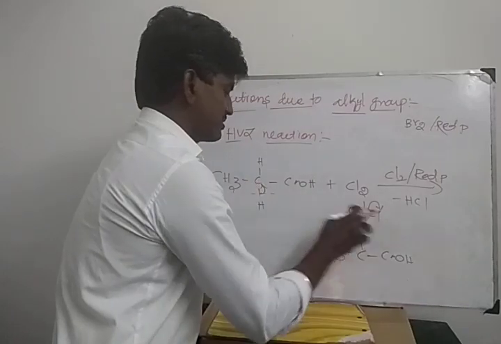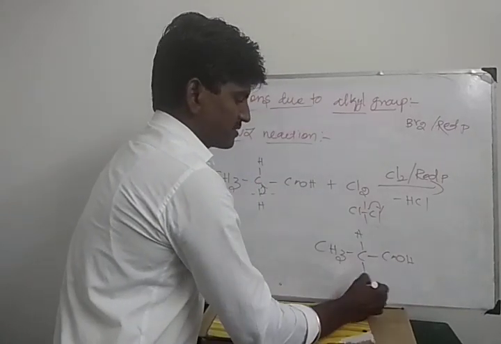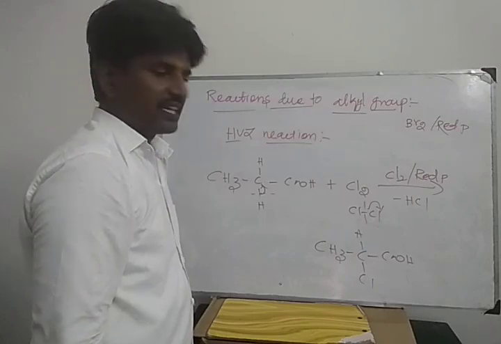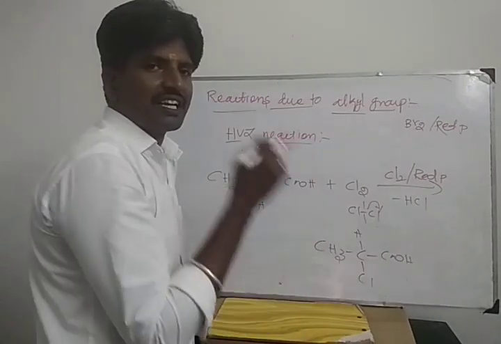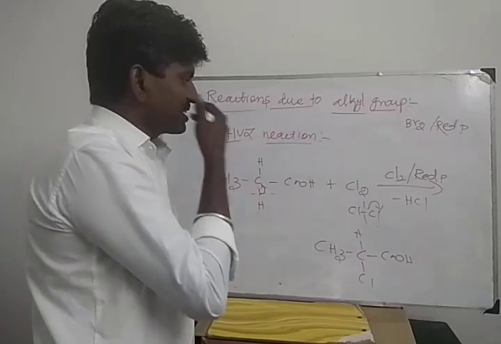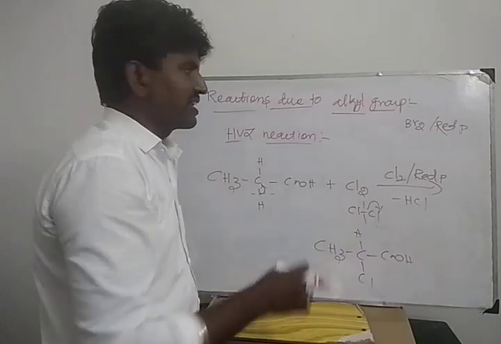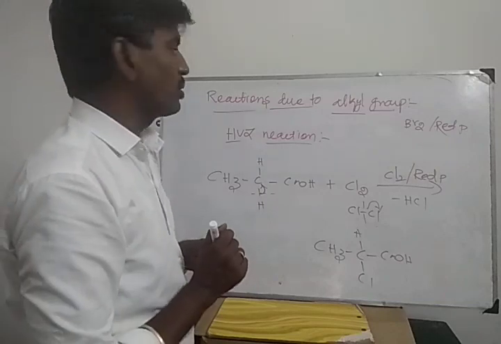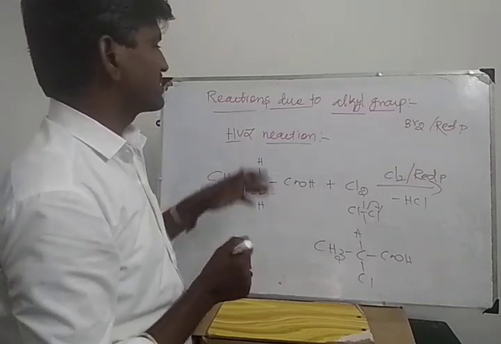C minus Cl plus. This is what the HVZ reaction. Okay, any doubt? Here the alkyl group is involved in the halogenation process. Alkyl group is involved in a chemical reaction. This is what reactions due to alkyl group. In this topic I taught the HVZ reaction.